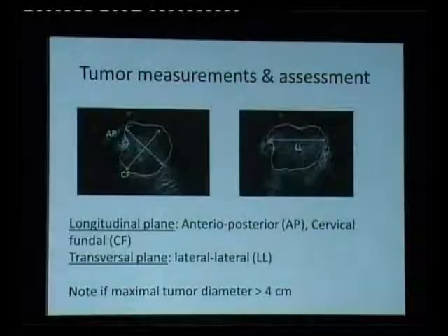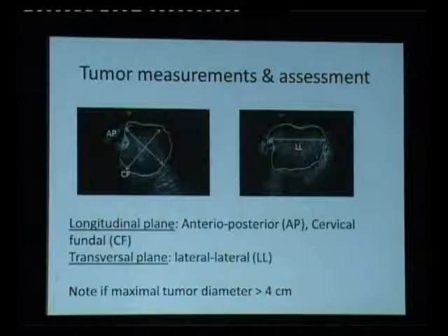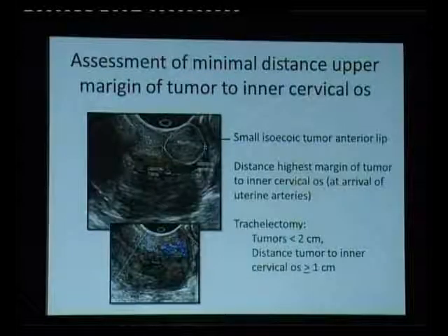Okay, here is the longitudinal section. In the longitudinal section, we measure the anteroposterior diameter of the tumor and the cervical fundal diameter of the tumor. We then go to the transversal plane where we measure the lateral dimensions of the tumor.